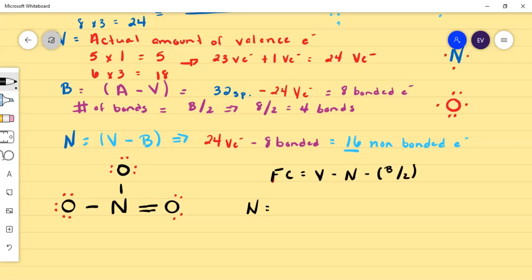Okay, so let's do nitrogen. Nitrogen formal charge. Okay, so here we have, let's see, valence electrons. Well, we know that nitrogen had 5 valence electrons. Nitrogen has 0 non-bonded electrons. Non-bonded electrons are these unpaired electrons. You see them? Nitrogen doesn't have any, so we're going to put a 0 for that value. And then we subtract the number of bonds, right? So nitrogen has 1, 2, 3, 4 bonds. 4 bonds.